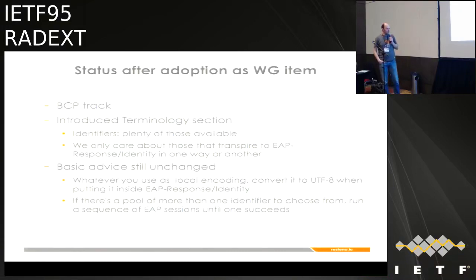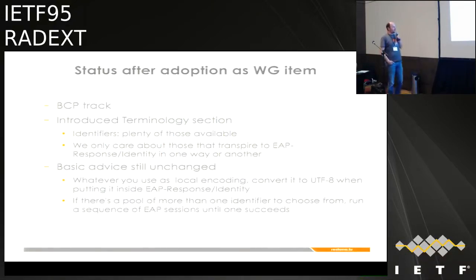Well, the basic advice of the document is still unchanged from the times of my individual draft. So you can do on the supplicant whatever you like. You can use encodings wherever you find them. The thing is, as soon as you actually choose to put a string on the wire inside the EAP response identity, make sure it is UTF-8 at that point. For the supplicant, this means he has to maintain state. If he stored all these strings in its local config, and the local config was using EBCDIC or something else, that's all fine, but as it goes out to the wire, it has to be UTF-8.